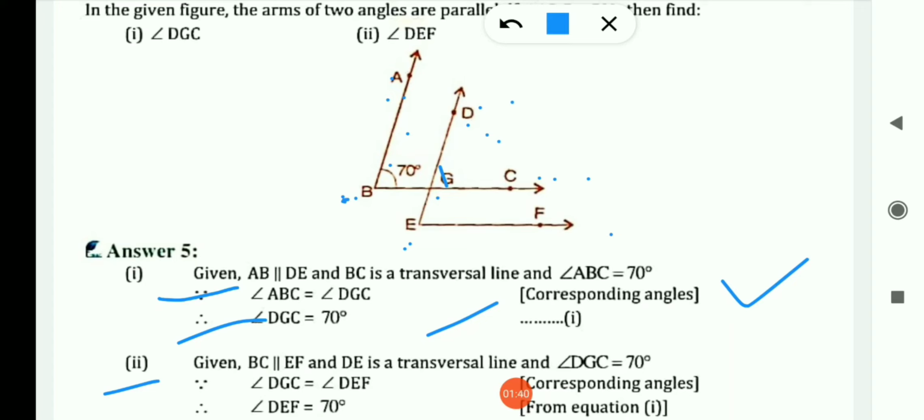Now the second: if BC is parallel to EF and DE is a transversal, and angle DGE is what? 70, we found in the first question. So this angle is also equal to this. So angle DGE is equal to angle DEF, by the definition of corresponding angles. So angle DEF is also 70 degrees.